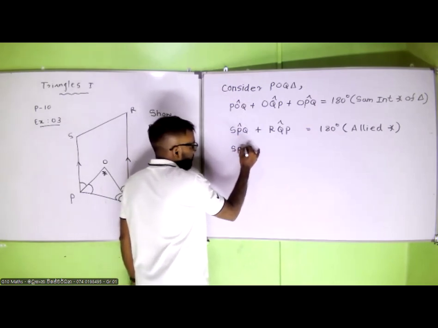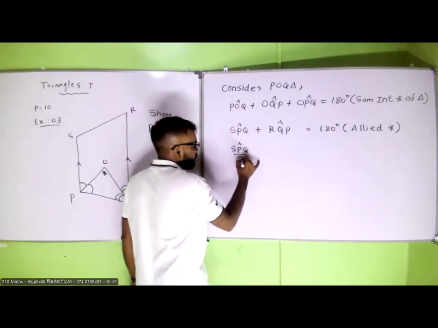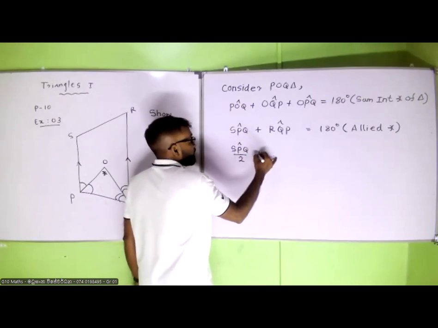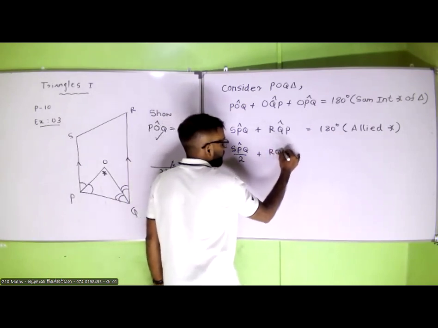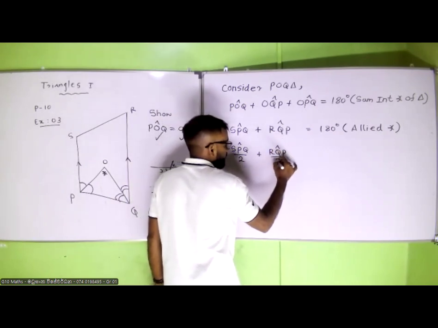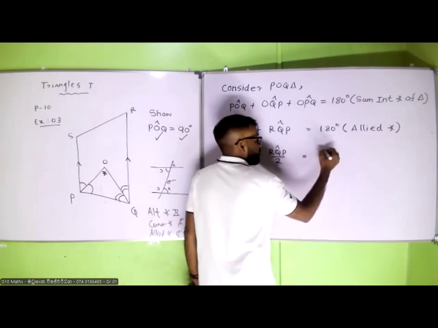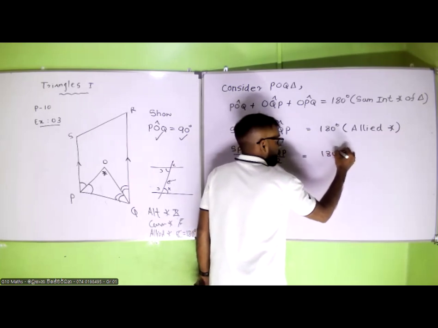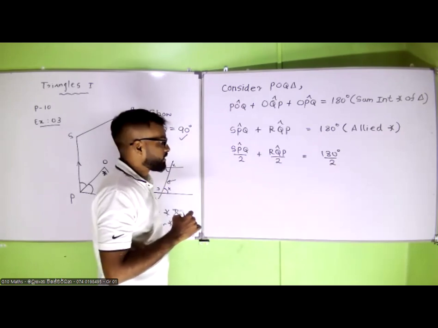Angle SPQ, I am going to divide it by 2. And if I divide it by 2, I need to divide this part by 2 as well. Definitely divide this. And if I divide this side by 2, I need to divide my right hand side by 2 as well.